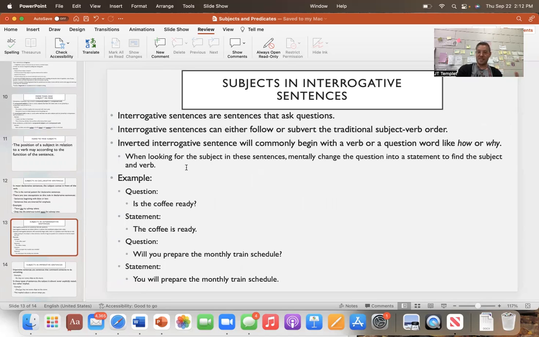In interrogative sentences, that's a fancy way of saying questions, they can either follow or subvert the traditional subject verb order. Sometimes the subject is first, sometimes it's not. So when looking for the subject and the verb, sometimes it helps to just rewrite or reframe it as a statement. So, is the coffee ready? Restate it as the coffee is ready. Then it's super clear we're in the traditional order. Coffee subject, is verb.